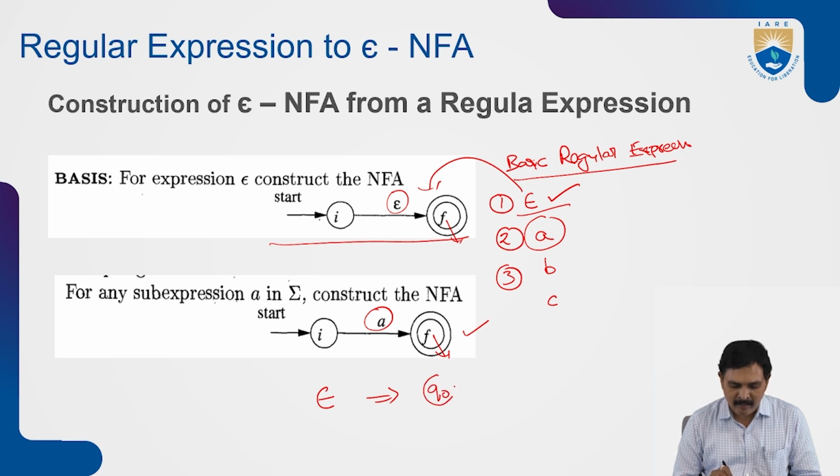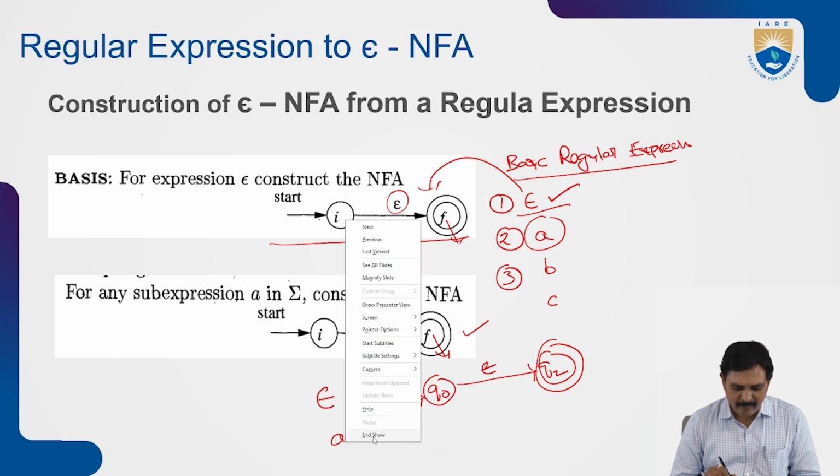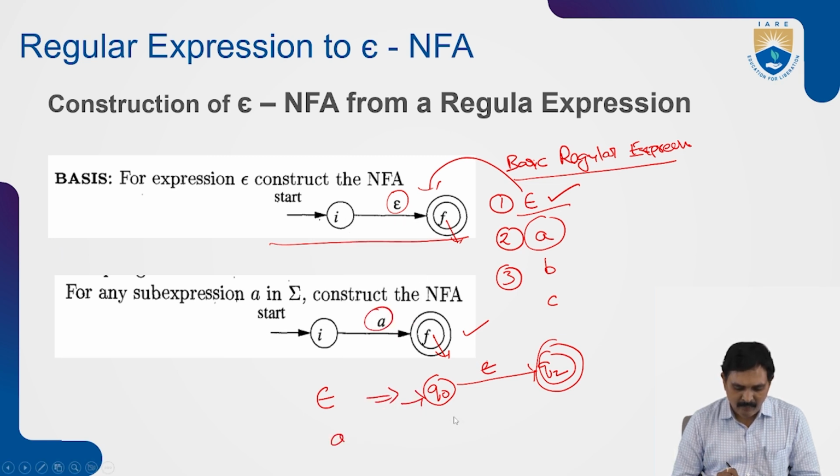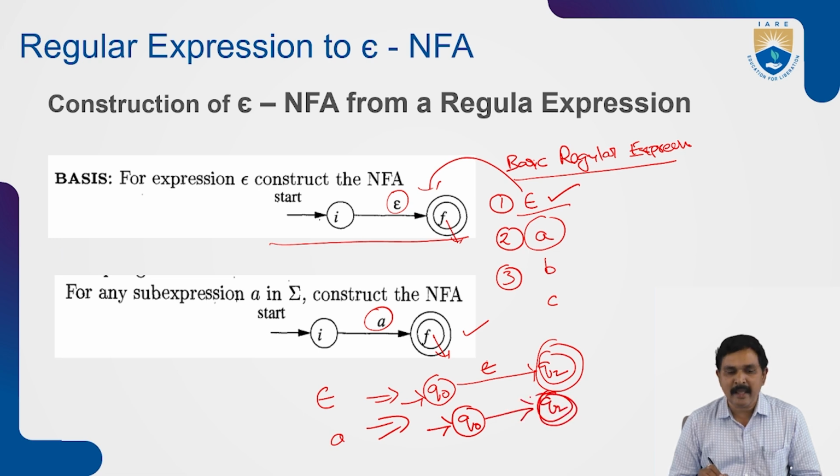Suppose Q0 is one state, Qt is another state. Qt is the final state, Q0 is the starting state. You put null. Suppose some symbol is A. At the time the symbol is A, what is the corresponding diagram? It becomes the same number of states. The final state we are assuming is Q2 only, and the initial state is Q0.